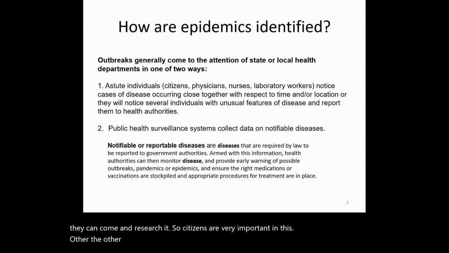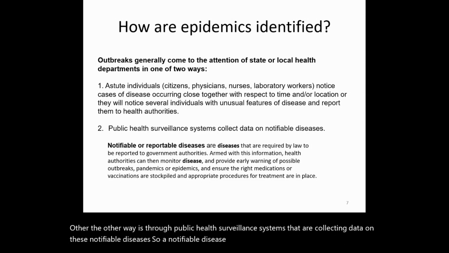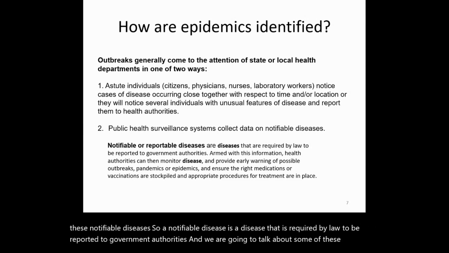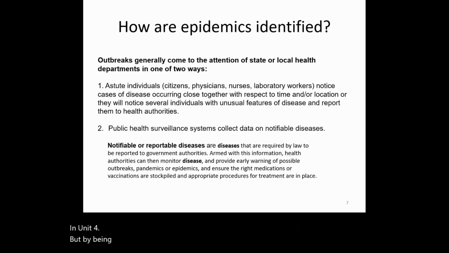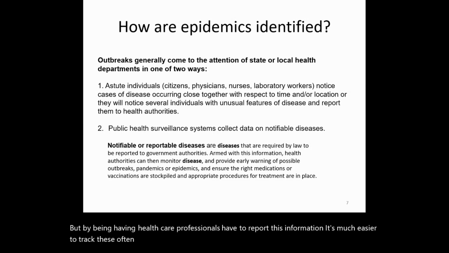The other way is through public health surveillance systems that are collecting data on these notifiable diseases. A notifiable disease is a disease that is required by law to be reported to government authorities. We are going to talk about some of these diseases in Unit 4. But by having healthcare professionals have to report this information, it's much easier to track these often deadly diseases.